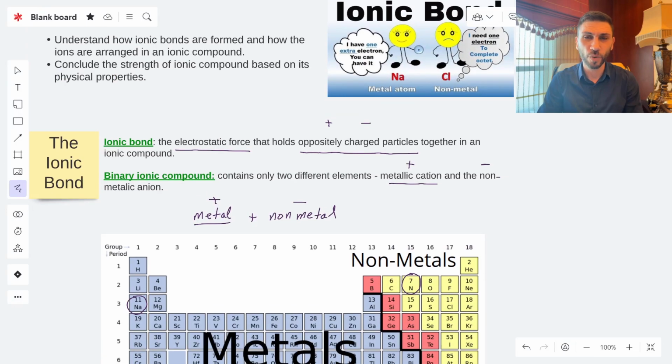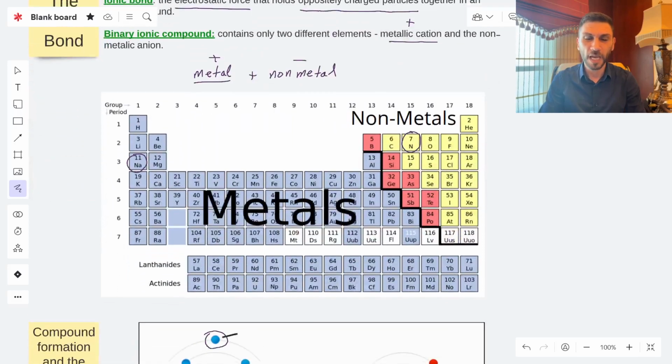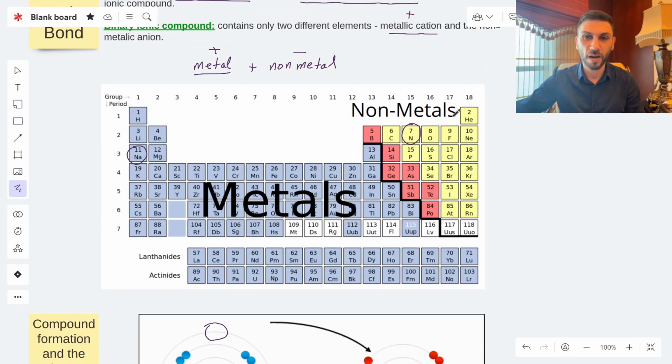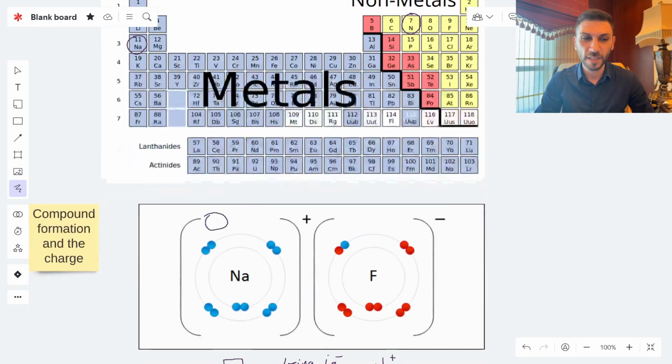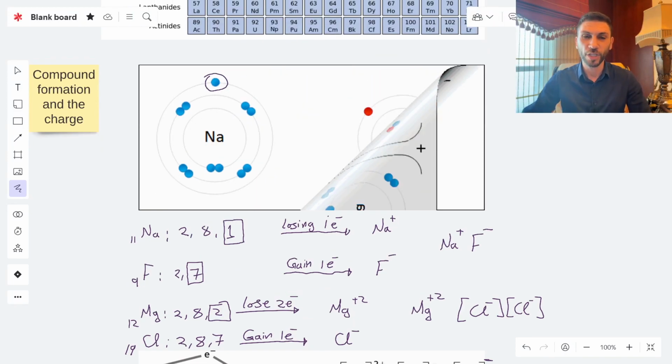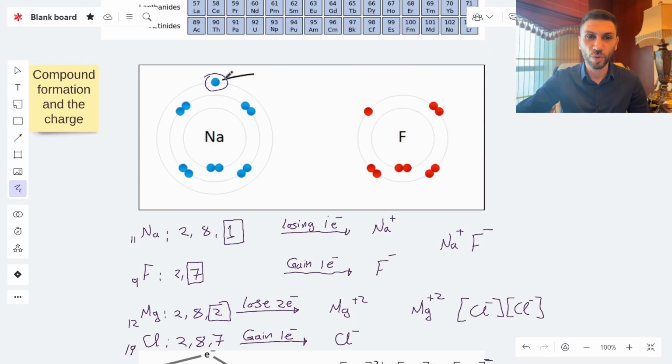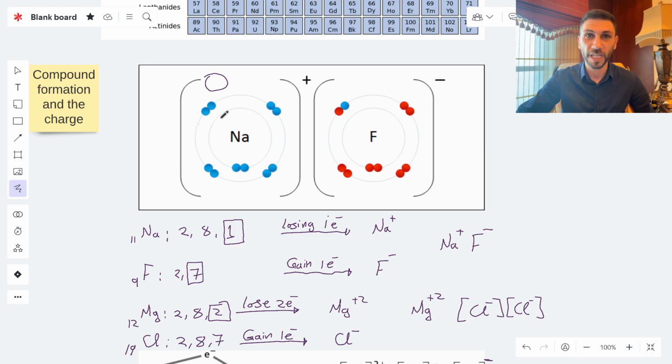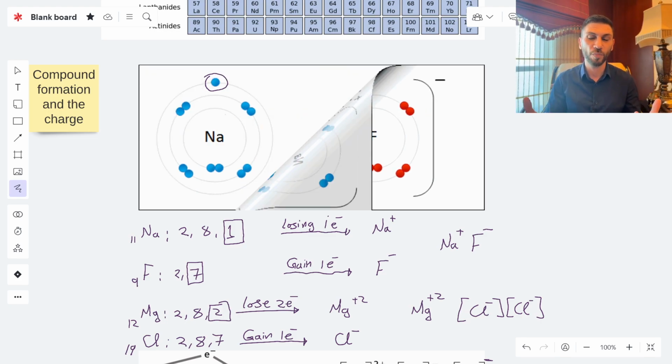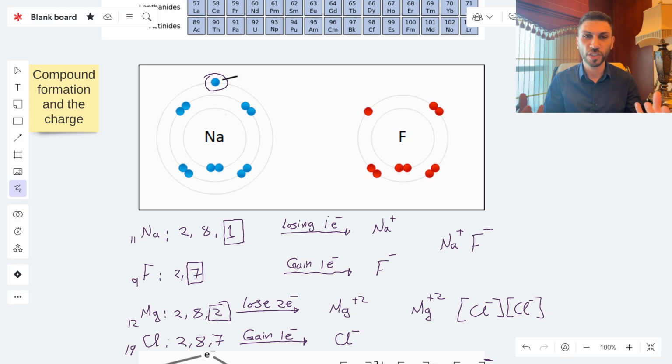An ionic bond forms between two oppositely charged particles, a metal and a non-metal. The non-metals are only those elements, and the metals are the blue elements. The formation of the ionic bond is very simple. One atom will lose an electron, which is gained by another atom, and they form ions. Now these ions are oppositely charged, and they can be attached to each other.